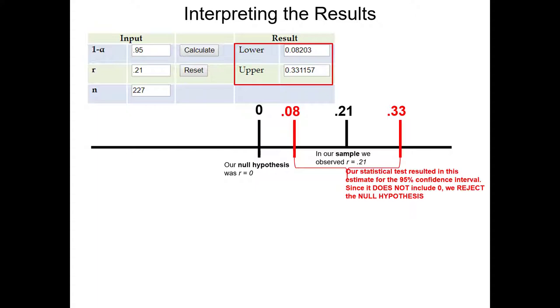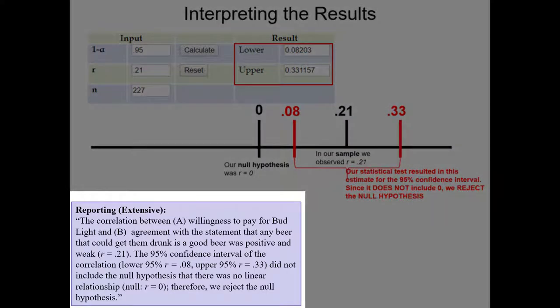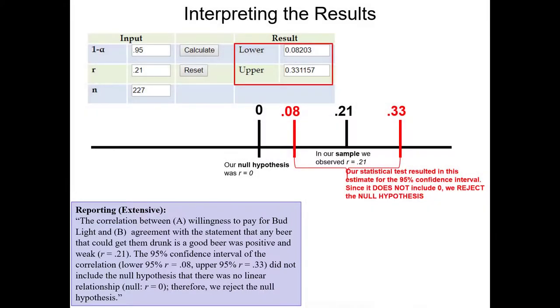How do we report this? The extensive reporting would look as follows. The correlation between willingness to pay for Bud Light and agreement with the statement that any beer that could get them drunk is a good beer was positive and weak, r equals 0.21. The 95% confidence interval of this correlation, lower r of 0.08, upper r of 0.33, did not include the null hypothesis that there was no linear relationship, r equals zero. Therefore, we reject the null hypothesis.